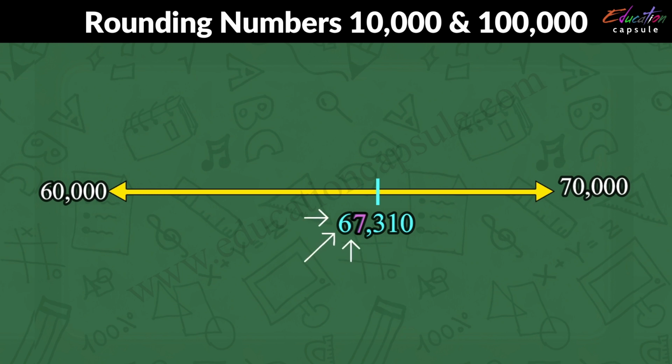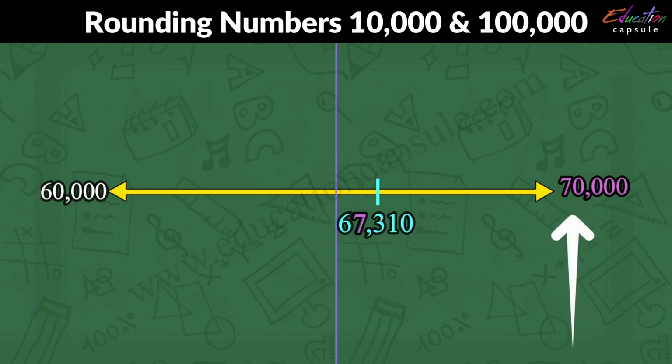In 67,310, the digit at the thousands place is 7. So, we will round it up. So, 67,310 rounded to the nearest 10,000 is 70,000.